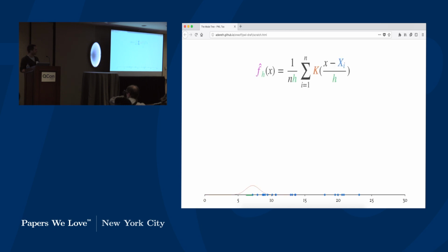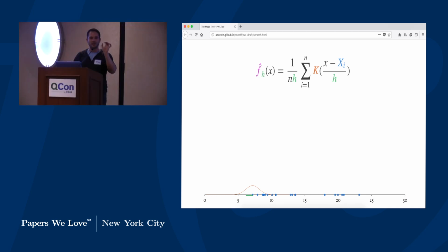which is this thing called a kernel density estimate. This is the only math that I will show. You don't need to understand all the math, but the basic idea is we're going to make a little normal distribution, and we're going to put a little normal distribution around every one of our observations. The normal distribution is called the kernel.